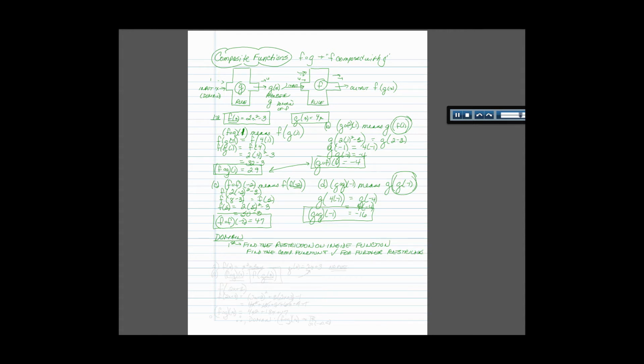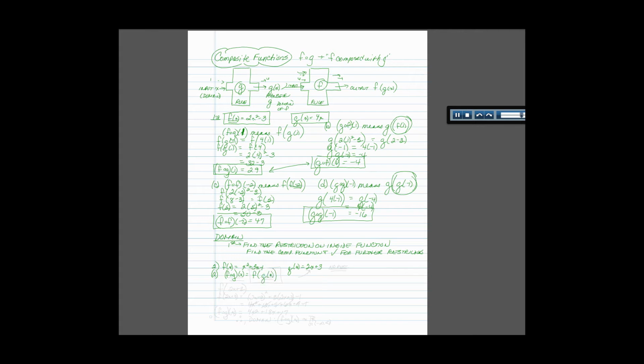Let's look at example 2. It says, suppose that f of x is equal to x squared plus 3x minus 1, and g of x is equal to 2x plus 3. Find the following and then find the domain of each composite function. So in A, we want to know what is f of g. Now you notice there's nothing written after that. It's just f of g. There's no number. So that means f of g of x.